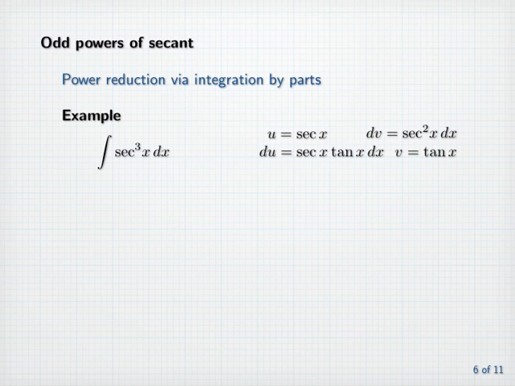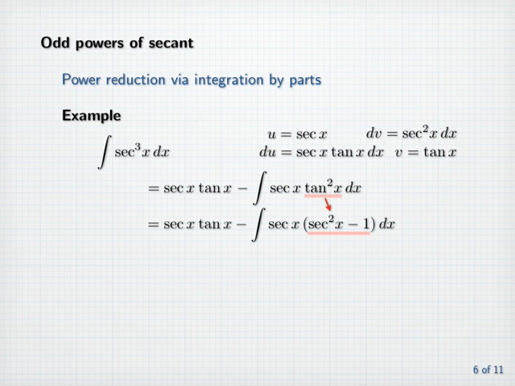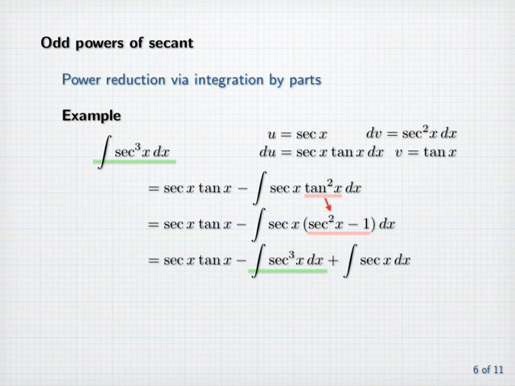Now we have u times v being secant x times tangent x, and now we subtract the integral of v du, and v times du is secant x times tangent squared x dx. Now we rewrite tangent squared as secant squared minus 1, multiply out the integrand there, and break the integral into two parts. So now we notice that the integral of secant cubed appears on both sides of this equation. It has a minus sign in front of it on the right, so let's add the integral of secant cubed x dx to both sides and get 2 times the integral of secant cubed x dx on the left, and secant x tangent x plus the integral of secant x dx on the right.